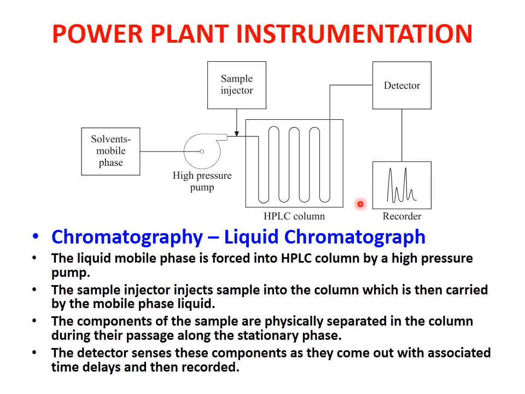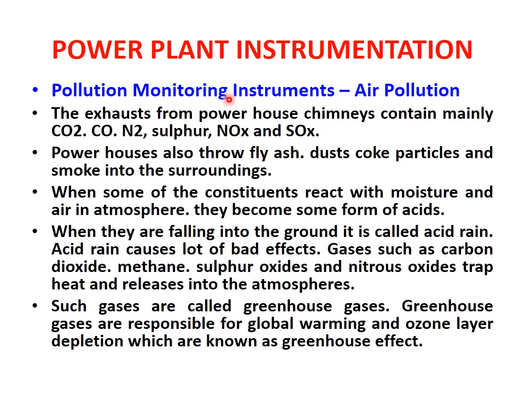The detector senses these components as they come out with associated time delays and then recorded. So therefore, there will be some time taken by the detector in order to see at each and every point where the separation of various constituents takes place, and then it will give the signal to the recorder, so that with the help of the detected signal, the chromatogram will be plotted, and therefore a final chromatograph will be obtained.